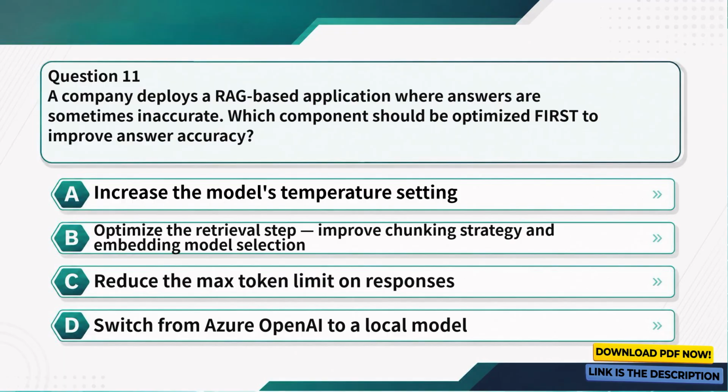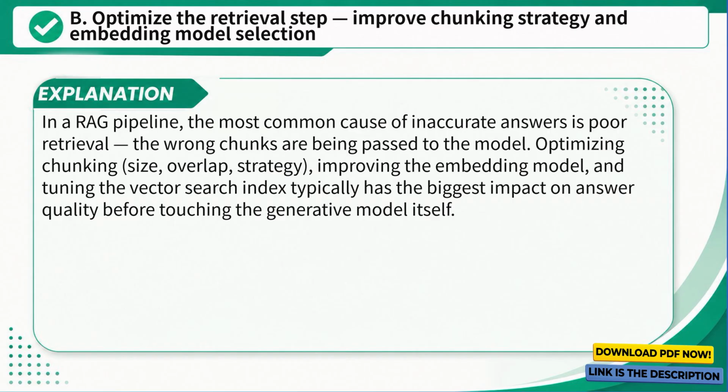Question 11. A company deploys a RAG-based application where answers are sometimes inaccurate. Which component should be optimized first to improve answer accuracy? A. Increase the model's temperature setting. B. Optimize the retrieval step, improve chunking strategy and embedding model selection. C. Reduce the max token limit on responses. D. Switch from Azure OpenAI to a local model. Correct answer. B. Optimize the retrieval step, improve chunking strategy and embedding model selection.